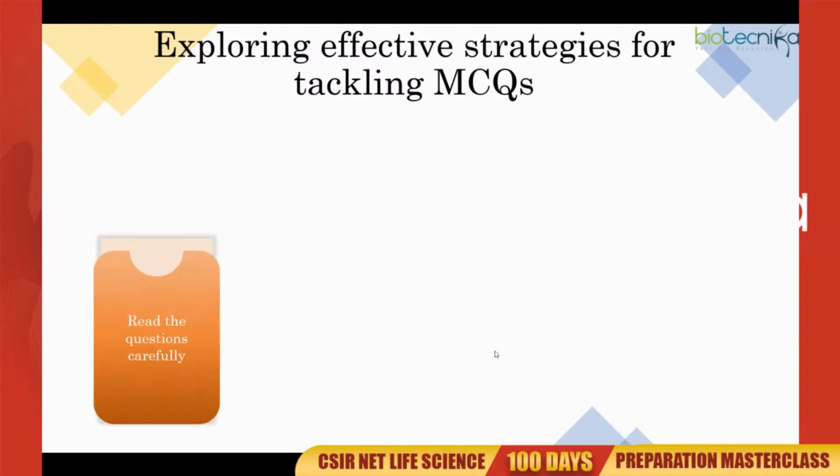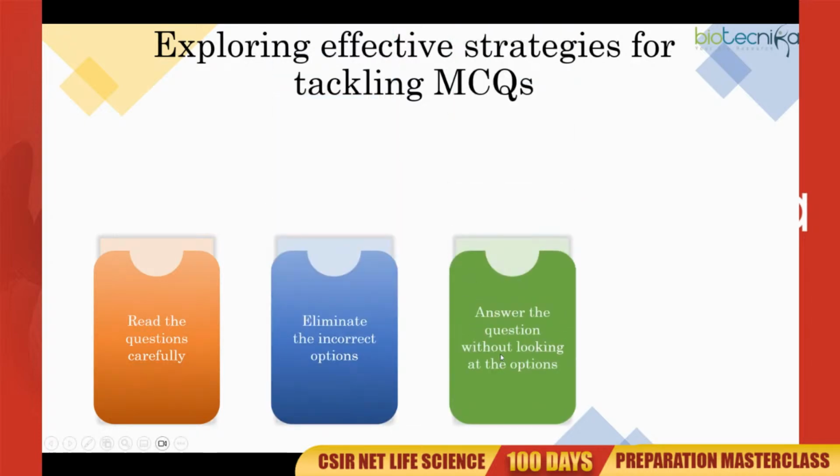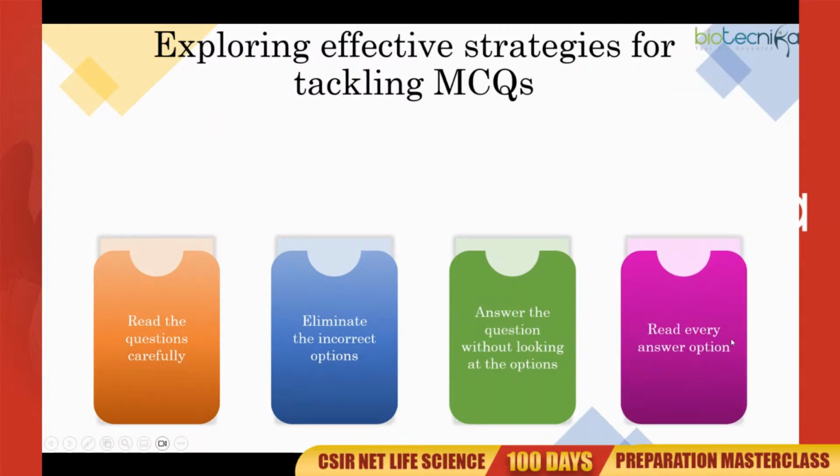First, read the questions carefully, eliminate the incorrect options, answer the question without looking at the options, and read every answer option. Let me elaborate on each one of them. The first one, read the questions carefully. Make sure you understand what the question is asking. As you read, focus on important words that change the meaning of a sentence completely, like not, always, except. They could easily trip you up.